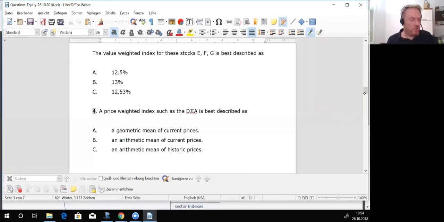The right answer, of course, to this question four is B. So the arithmetic mean of current prices gives us the Dow Jones Industrial Average. That was question number four. Now, again, talking about the divisor. Next question.